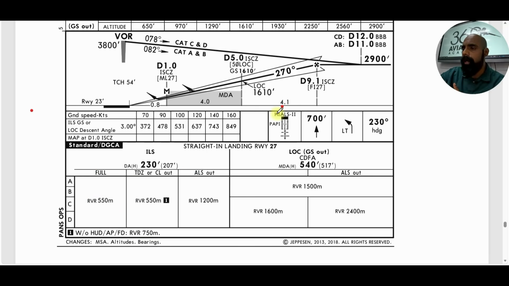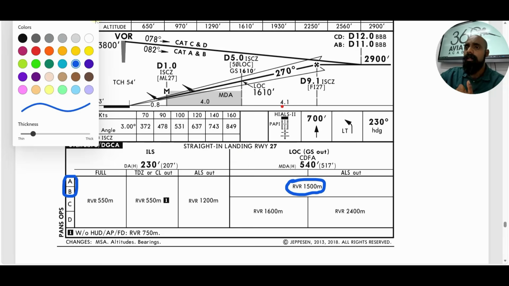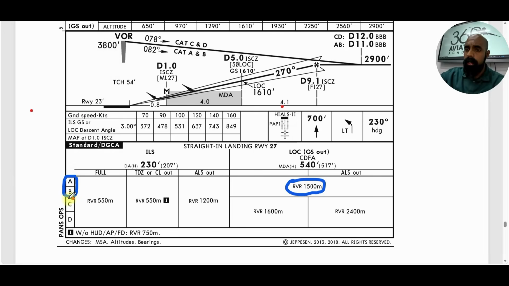Here, right. So let's look at now if you're doing a localizer only approach, because it's a non-precision approach, they typically require a higher visibility, right? So if you have a category A or B aircraft, you would require at least 1500 meters. However, like I said, if you're flying an airliner aircraft, your category C or D, in that case, you need at least 1600 meters. And if your approach lights are not working, in that case, you need at least 2400 meters, as it's tough to spot the runway.